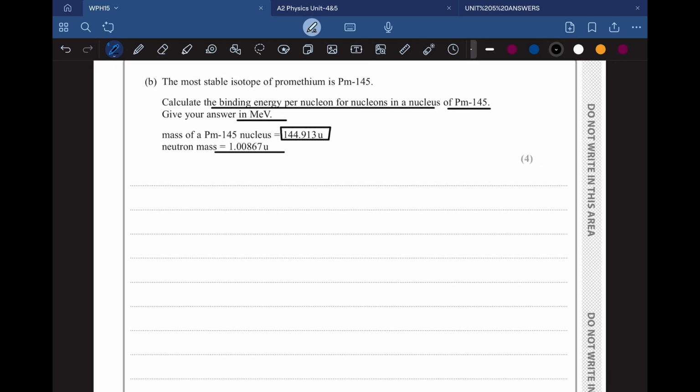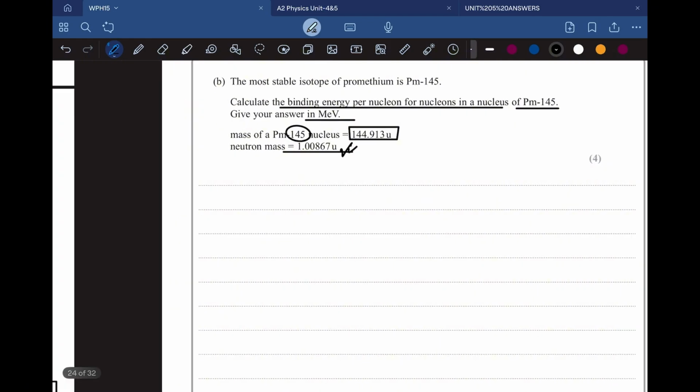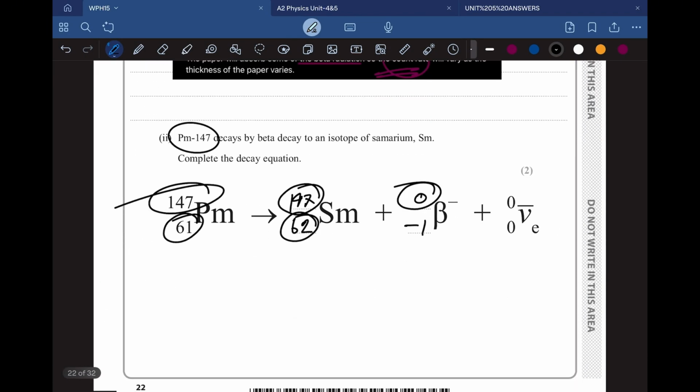That is, if the PM was 145 and the neutron mass has been given, if this was 145, then this would have been 145 as well because 145 plus 0 is equal to 145. But here this would have been 59, right? This would have been 59.